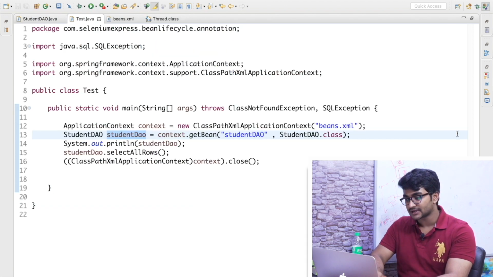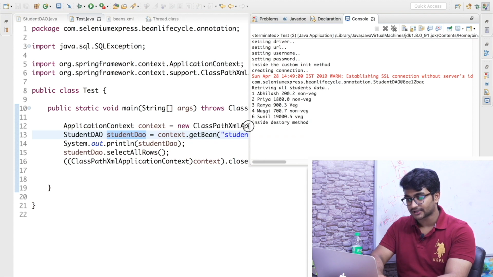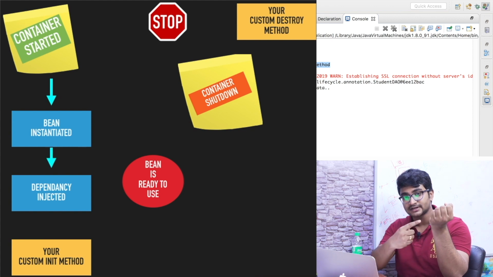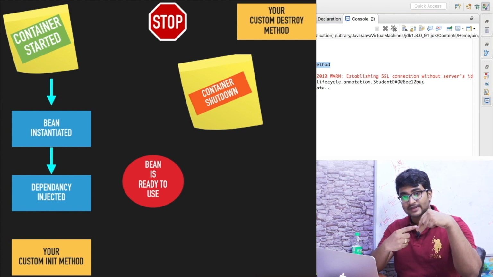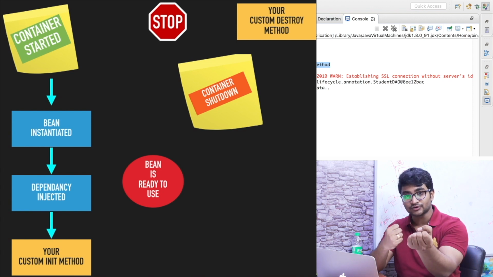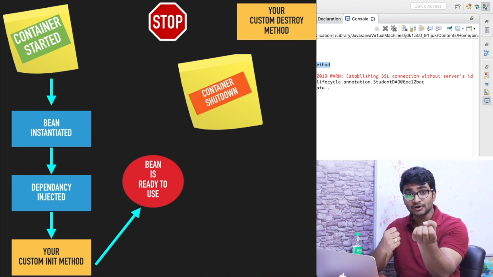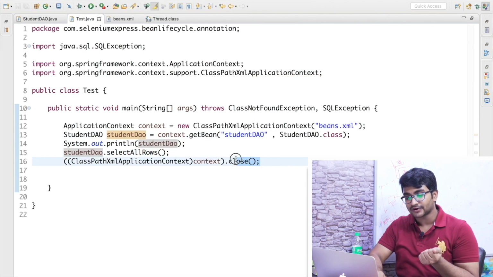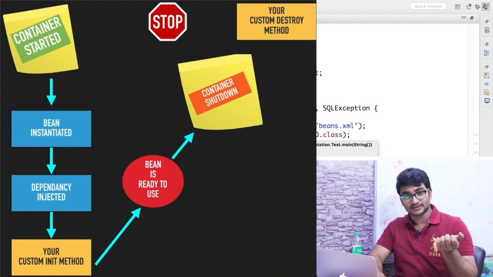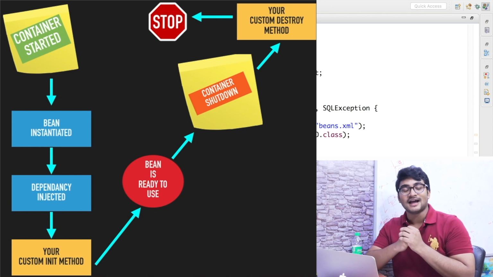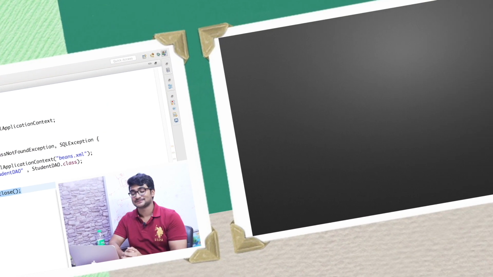If I run this right now, I can see no changes. Things are working fine. My destroy method is getting called, and my init method is getting called. You got the concept? The init method is called once the object got created and the properties got injected, after that only the init method will be called, okay? Then your bean is ready to use. Once your init method is called, after that only you can use the bean. And just after you destroy your container, the framework will make sure to call your destroy method to clean up everything. All right.